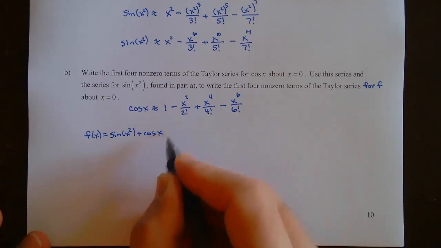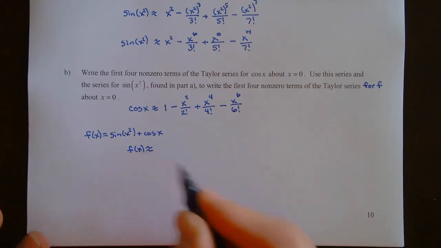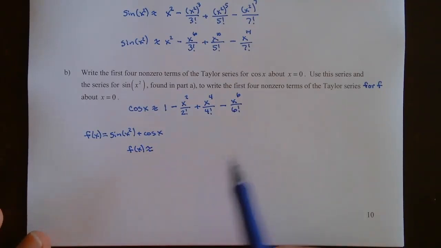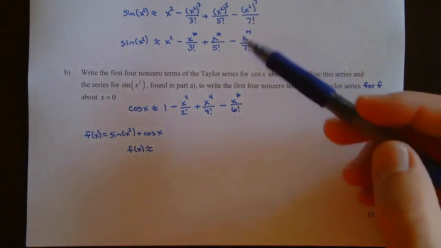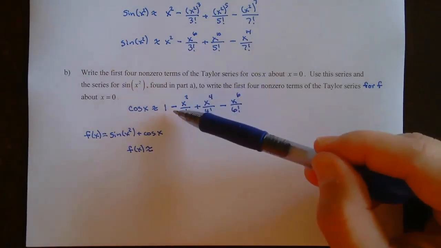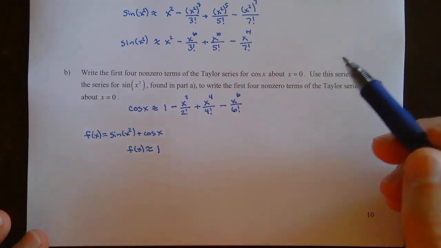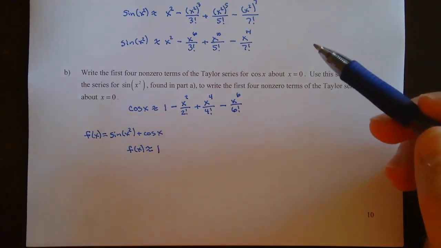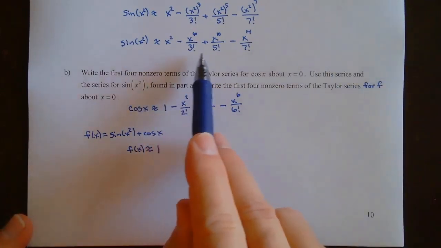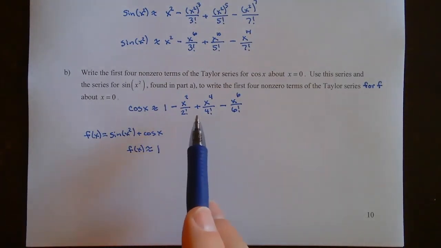And that can be approximated. So f of x can be approximated by adding these two Taylor polynomials, these first four non-zeros, together. So you want to look at sine of x squared and cosine x, and do you have any constants? And you do, you have this 1. So let's put that. And then what we want to do next is look for x terms. Sine of x squared doesn't have any x terms. Cosine x doesn't have any x terms. So there's no coefficient that we can put together there.